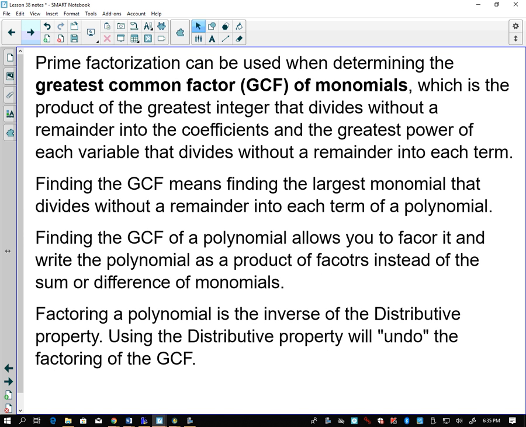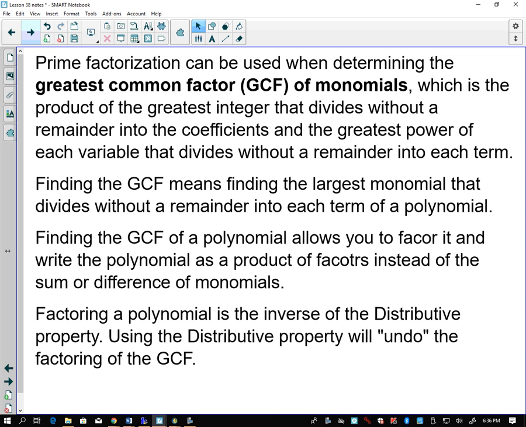Prime factorization can be used when determining the greatest common factor of monomials. This gets a little bit more interesting as we throw in variables with exponents, and which is the product of the greatest integer that divides without a remainder into the coefficients and the greatest power of each variable that divides without a remainder into each term. It's really wordy. Hopefully it'll make more sense when we work out some questions.